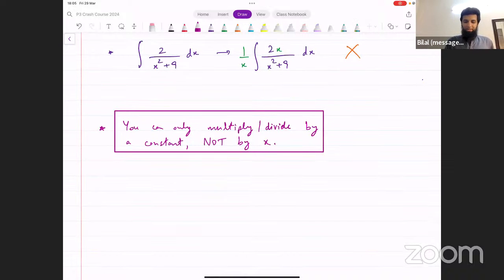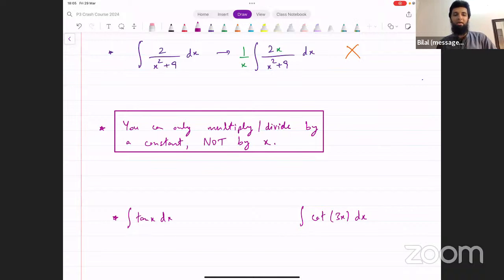Now, this is the next exercise for you. We will discuss these tomorrow. These functions tan x, and let's say you have cot of 3x, they are also integrated using the ln rule. Think about this, how the ln rule can work here, because the ln rule works on fractions, right? How does it work on tan x and cot of 3x? Think about this. We'll discuss it in the next class.